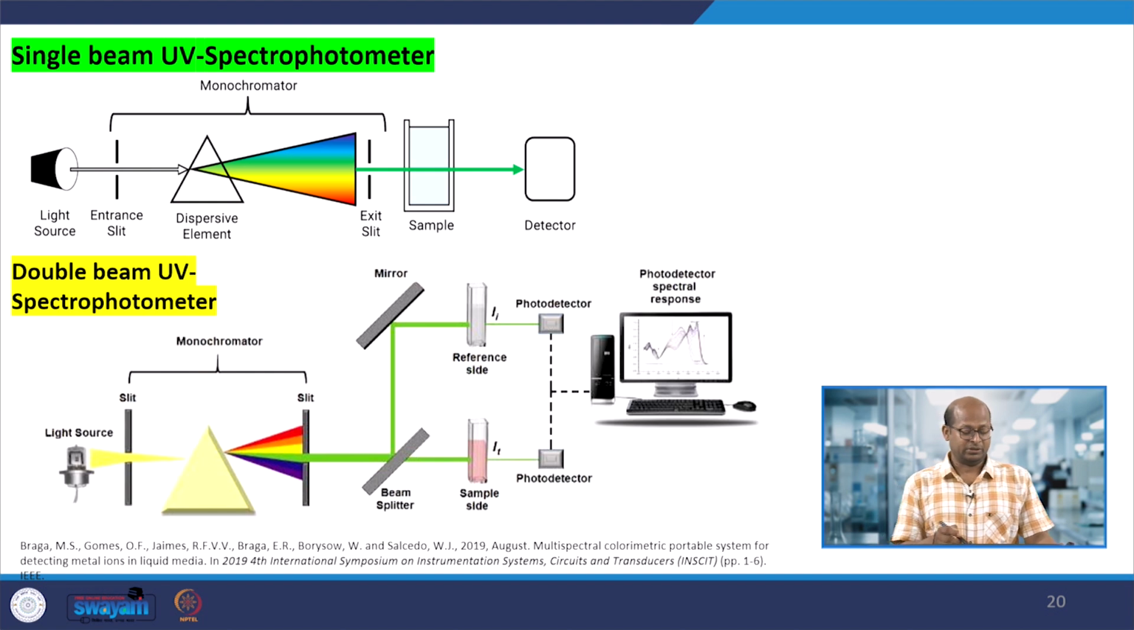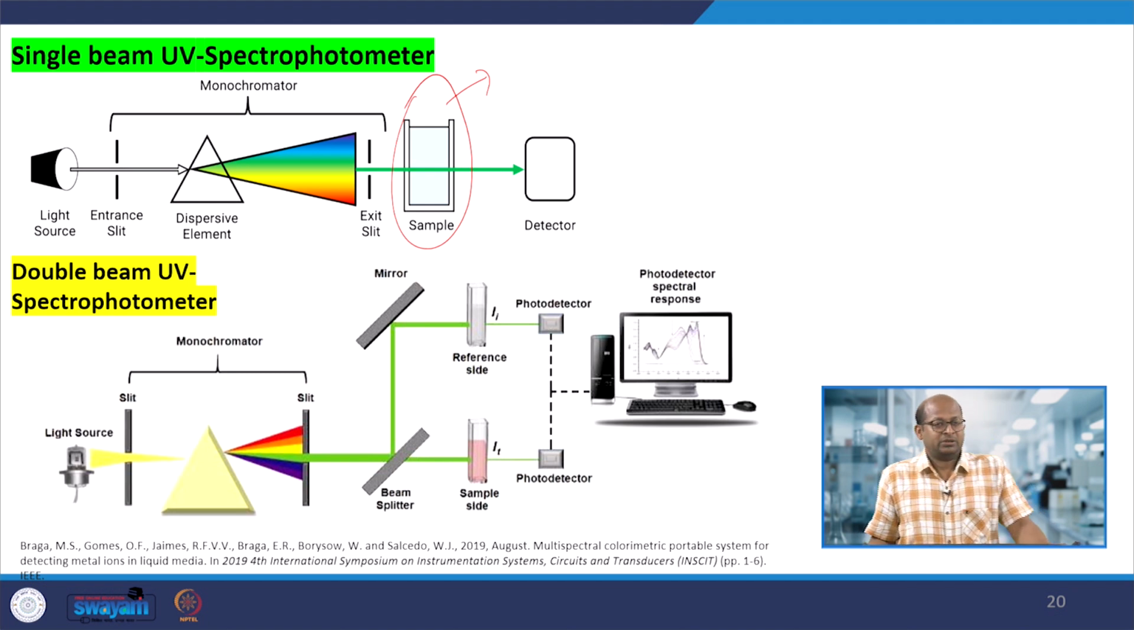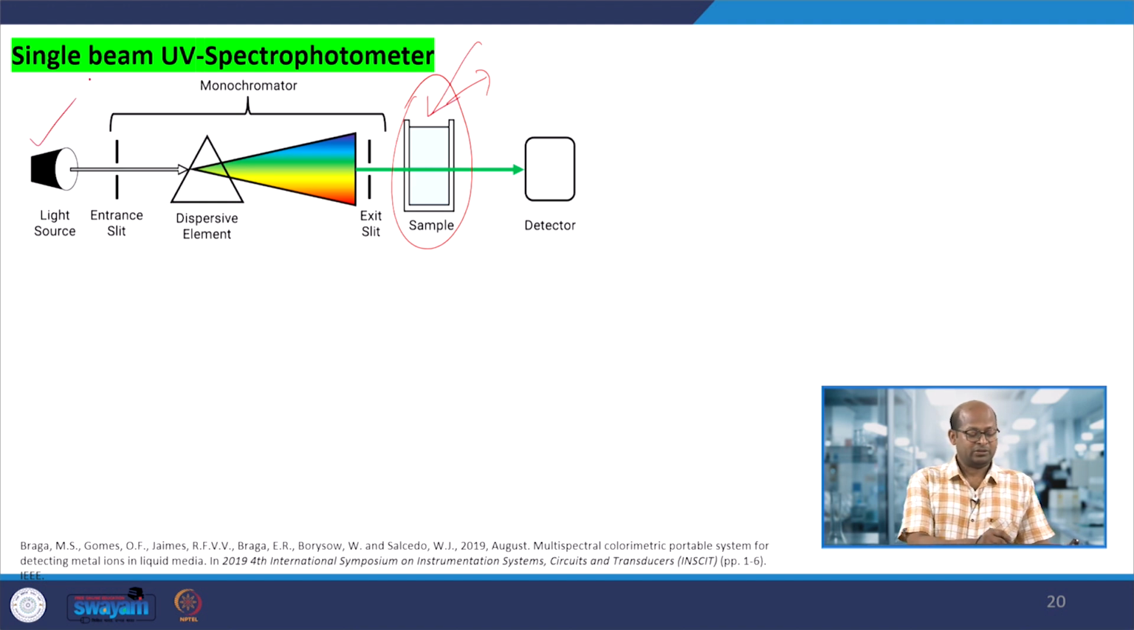that particular solution. Here is the sample compartment, where we can place any sample that we have prepared, using very dilute concentrations. This is the light source. This is the single beam UV spectrometer. Here the light will pass through the sample and come to the detector.